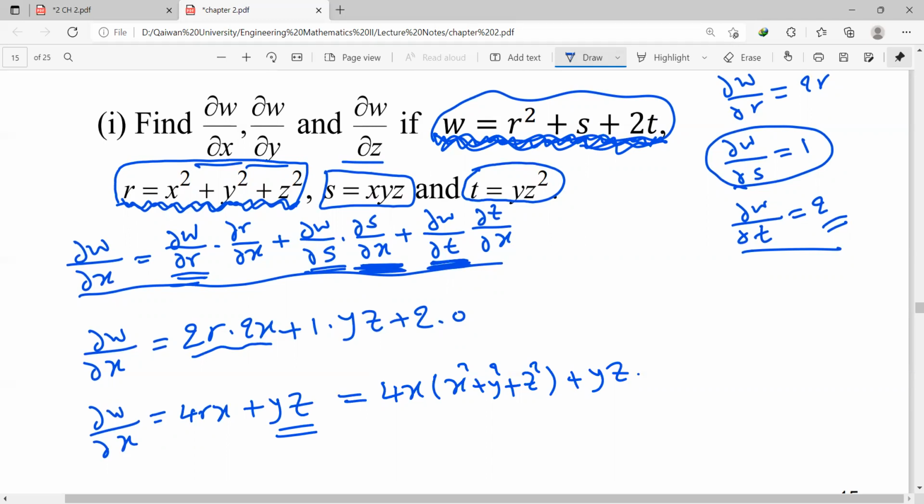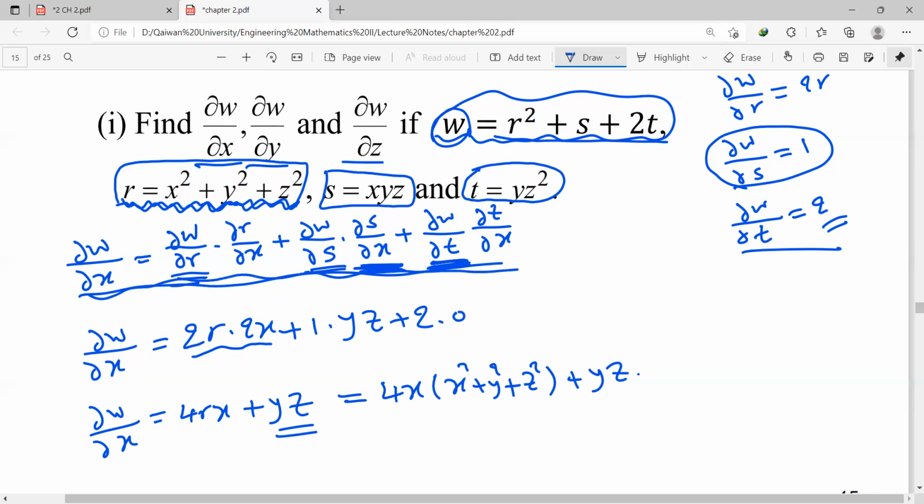We should use the chain rule because you have no x in it, but we have x in the intermediate variable functions. We have x, y, and z in the intermediate variable functions. These are intermediate variables, r, s, and t. But x, y, and z are the independent variables. Here we have no x. To find the partial derivative of w with respect to x, we use this rule.